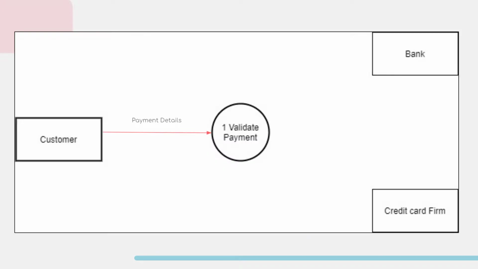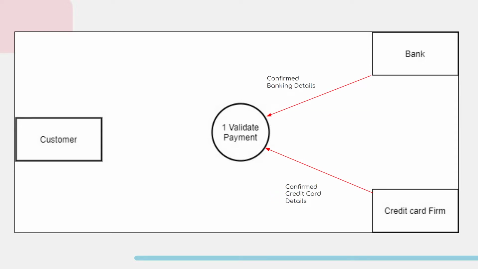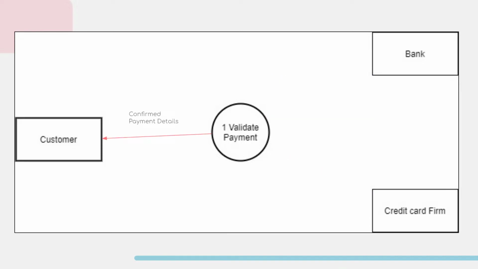So here is the first step. The payment details are obtained from the customer, and then the payment details are sent to either a bank or the credit card firm, depending on the payment type. And then the bank or the credit card firm will return the confirmed payment details. And then this confirmation will be informed to the customer to let them know whether the payment is valid or not.